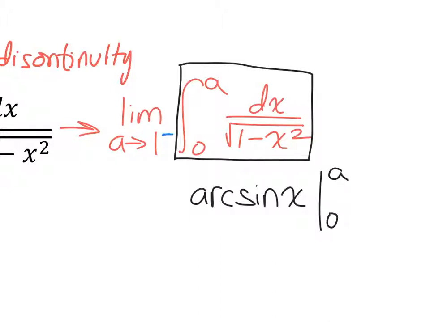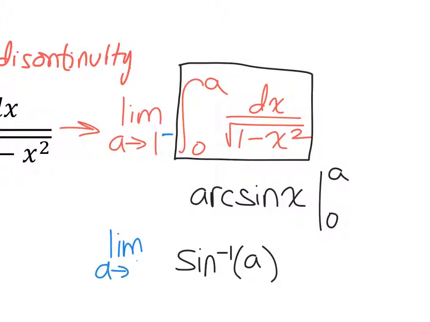Now, we're at the point here where I could just do direct substitution. Arc sine of A. Just for the sake of writing less, I'm only going to write the arc sine of A. I'm not going to write the arc sine of 0. Why is that? Because it's 0. Yeah, it's going to zero out. All right, so I'm looking at the limit as A approaches 1 from the right.